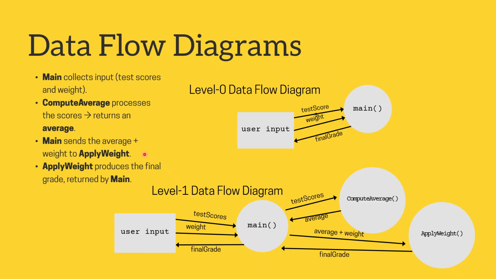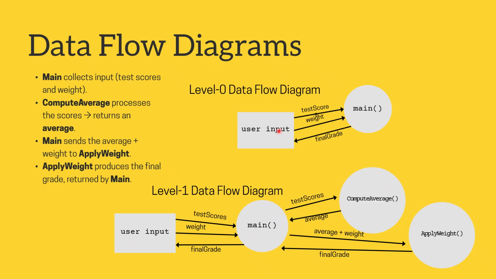And then the main module is going to use, maybe, other functions behind the scenes, such as one that computes the average and another that applies the weight. But what I want you to do is keep this at a level 0 perspective. That means we don't really need to see the details. So this is the level 0 perspective of what I just described.